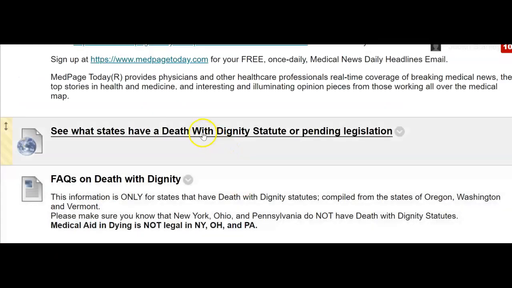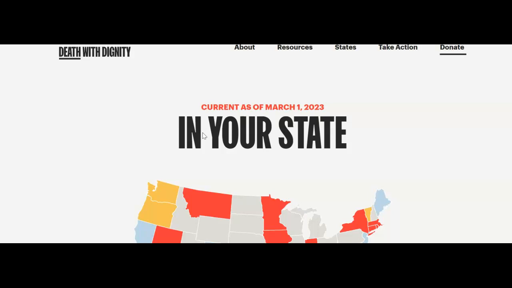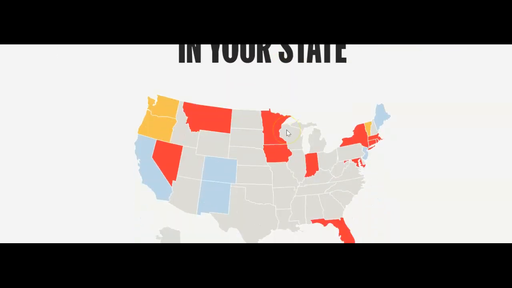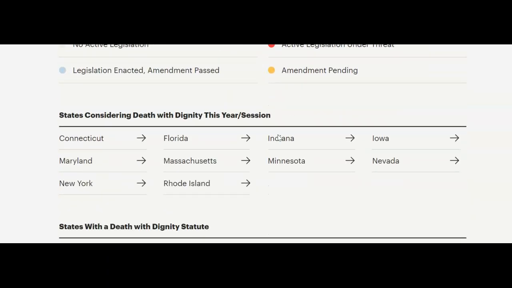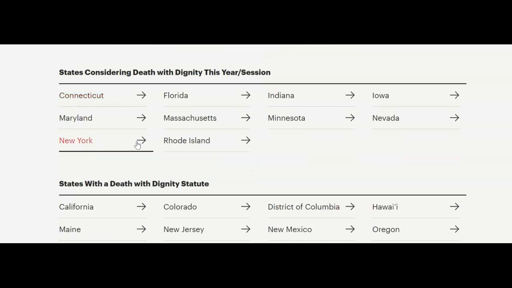So going back to seeing what states have death with dignity laws, this is very current. So what I want you to look at are states that are considering. There is legislation up in states regarding death with dignity this year, this congressional session. So you're going to see New York, Connecticut. I'm not sure where everybody is from, but you can see the states that have some legislation pending. And of course, that would come to a vote. But these states are considering having death with dignity laws, which would allow for medical aid in dying.